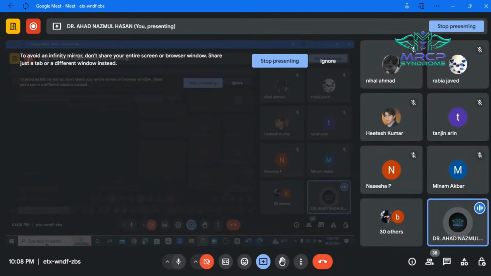Before starting the session, let me give you some general instructions related to radiology and imaging for your MRCP Part 2 exam. I frequently receive the question: how many radiology or imaging questions will be there in the exam? Roughly you can expect around 30 plus minus 2 related to radiology or imaging.